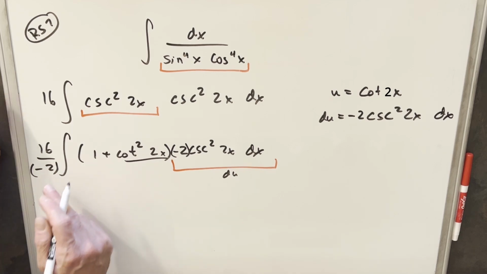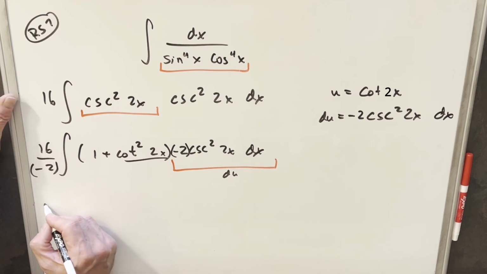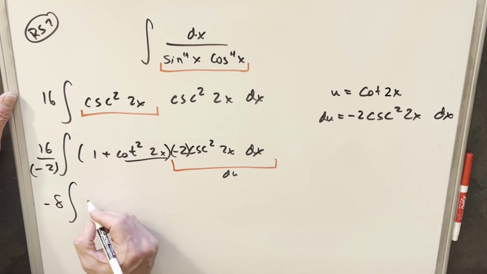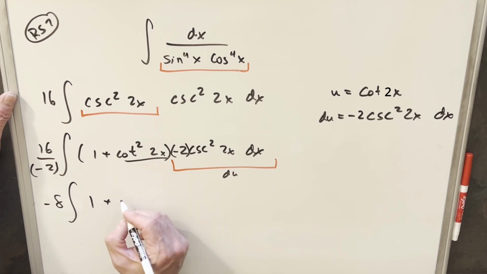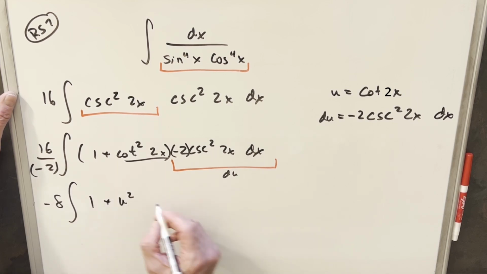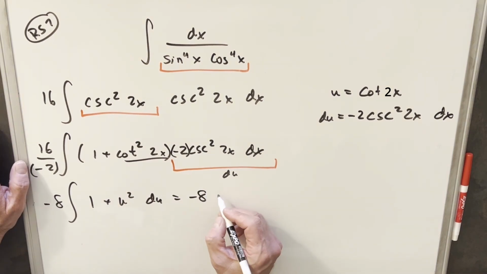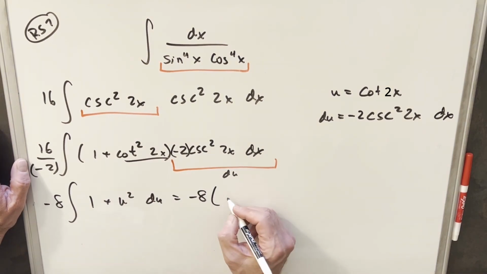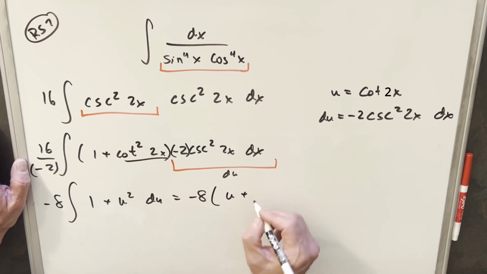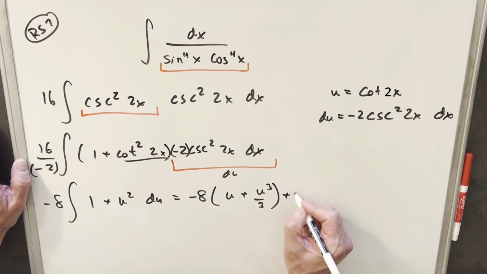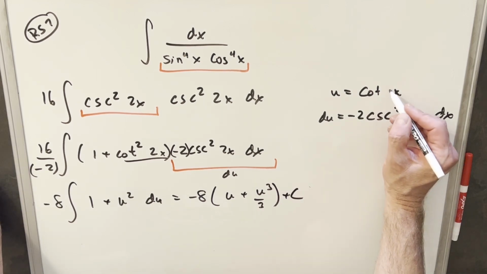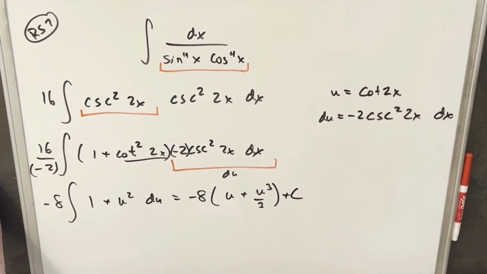So now we'll make the substitution. 16 divided by minus 2 is going to be minus 8 out front. We're going to have 1 plus, this is our u, so 1 plus u squared, and all this is our du. Then we'll just integrate this thing. The integral of 1 is u, and the integral here is going to be u cubed over 3 plus c. Sorry, typo, there's supposed to be a 2 right here, cotangent 2x.